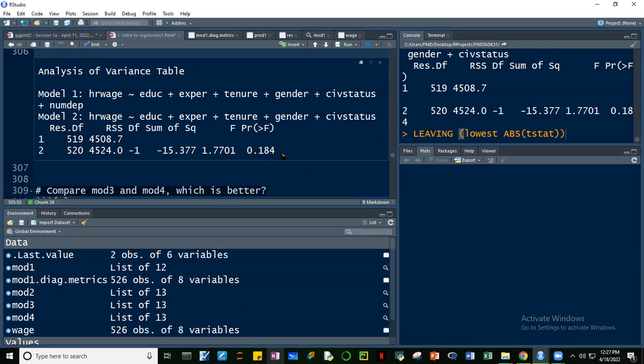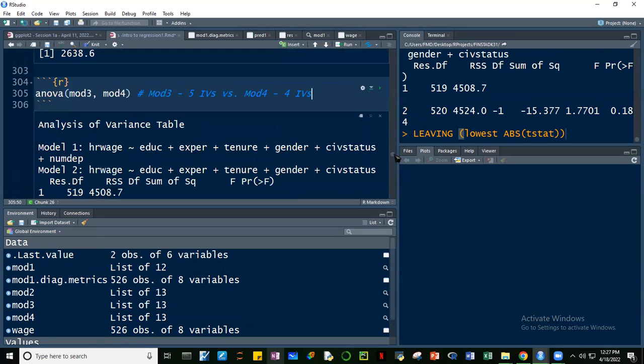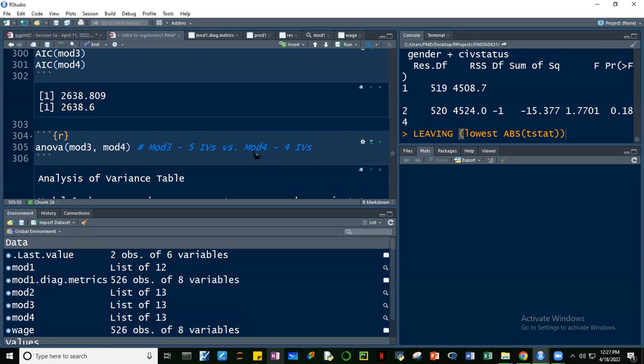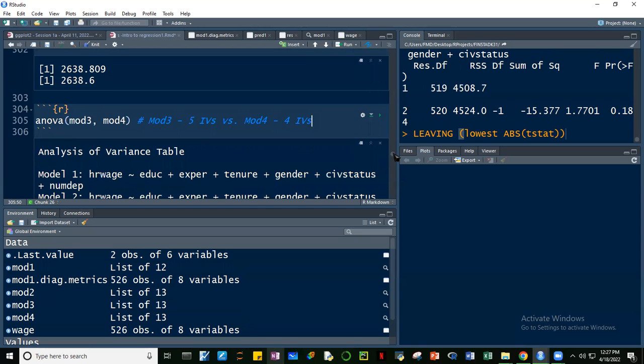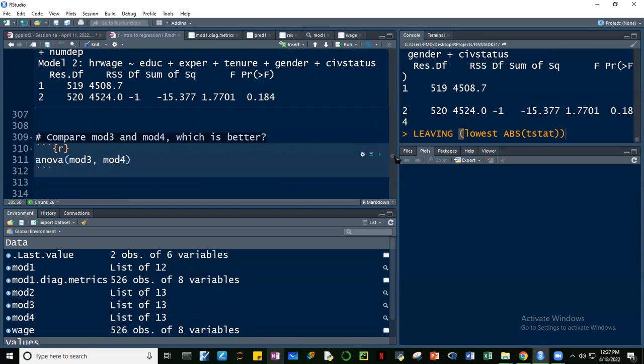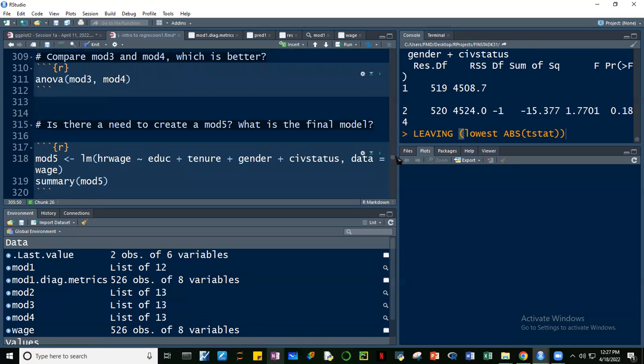0.184 yung p-value natin dito. So we fail to reject the null hypothesis. Failure to reject the null hypothesis that model number 4 is better than model number 5. So mas maganda guys yung 4 lang yung independent variables compared to the one with 5 independent variables. This is better, based on our ANOVA.